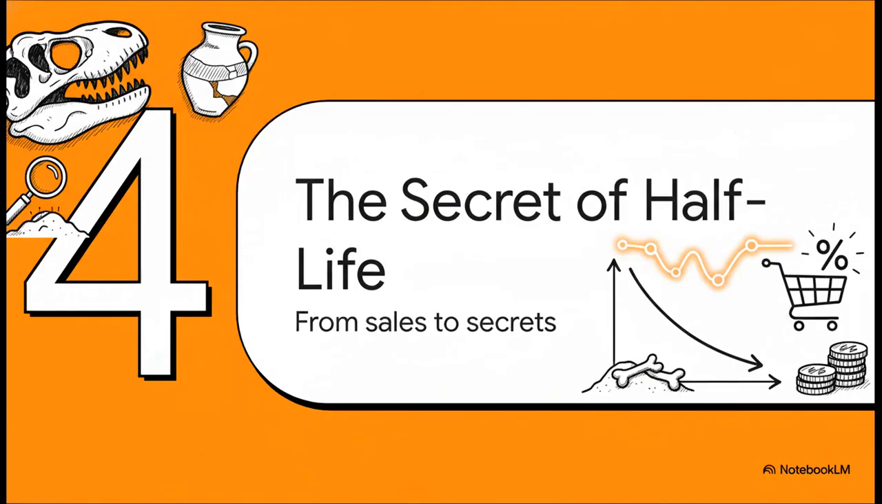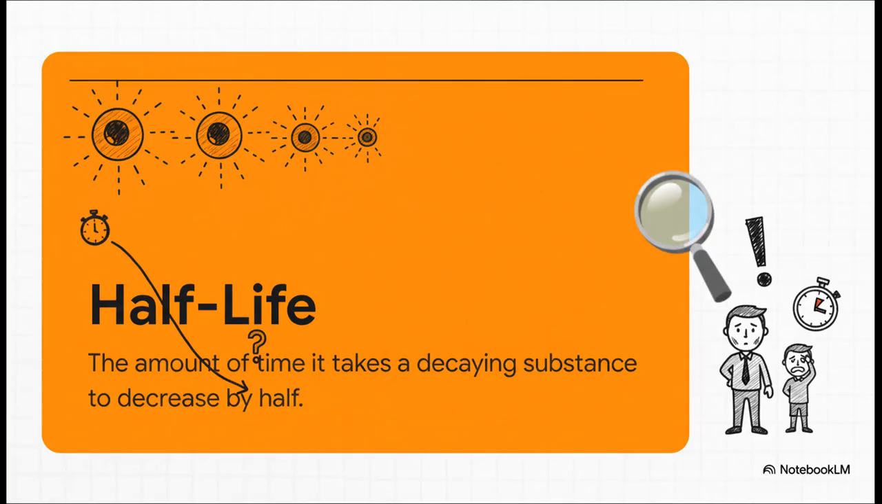You've officially leveled up. And now we're going to take this idea from figuring out shopping sales to uncovering the age of actual dinosaur bones. We're going to do it using an amazing concept called half-life. So what in the world is a half-life? Well, it sounds complicated, but it's really not. It's just what it sounds like. It's the amount of time it takes for something to decay to exactly half of what it started with. It's like a super predictable countdown.